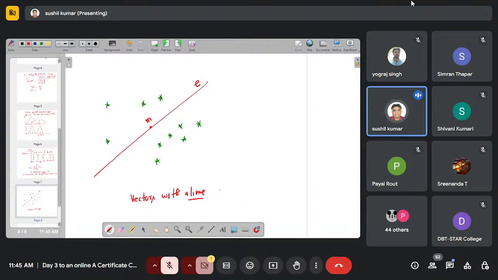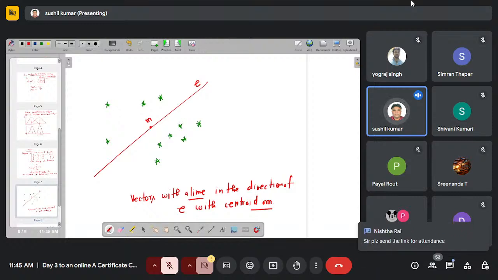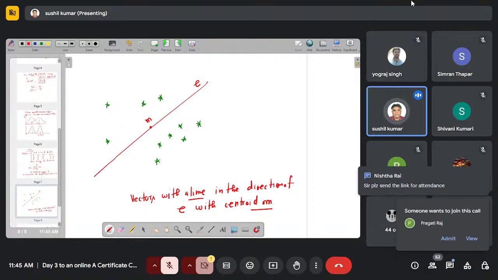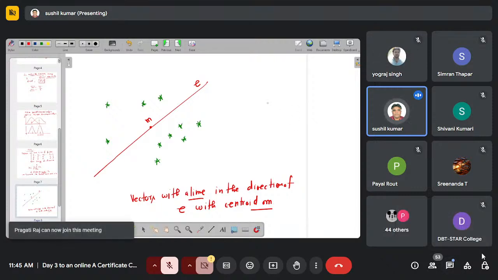We have the techniques through which we can develop this line, a line in the direction of E with centroid M. So this is the line here we have drawn, and this is centroid M. So what will be the line? Passing through the mean.